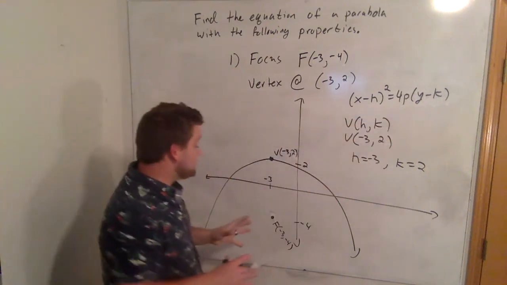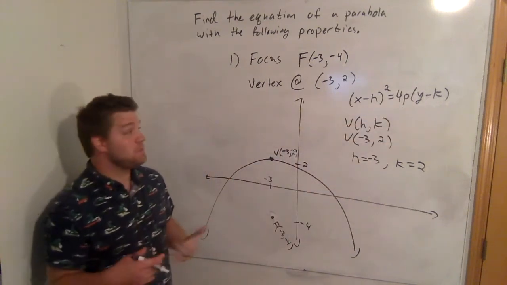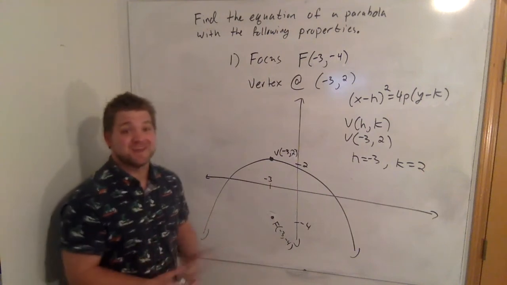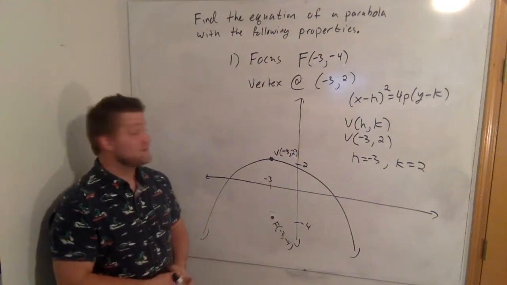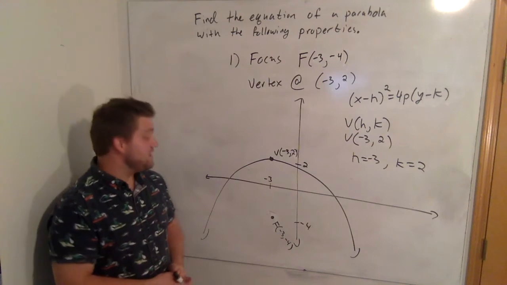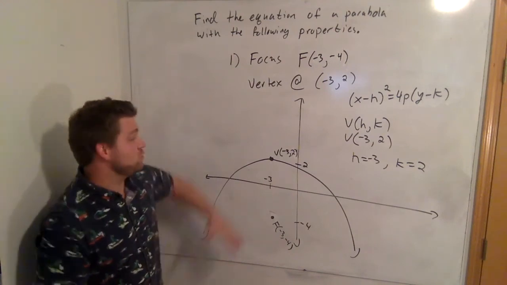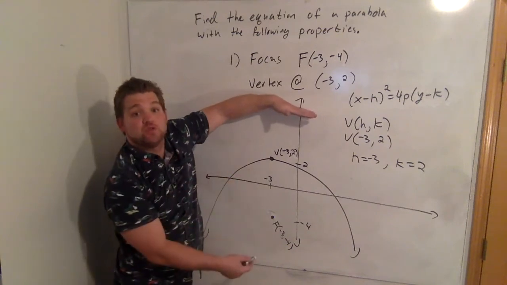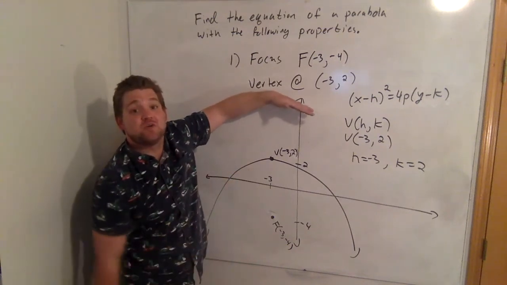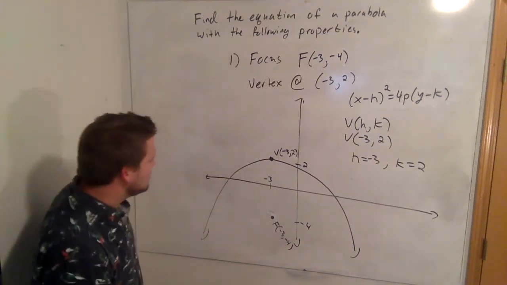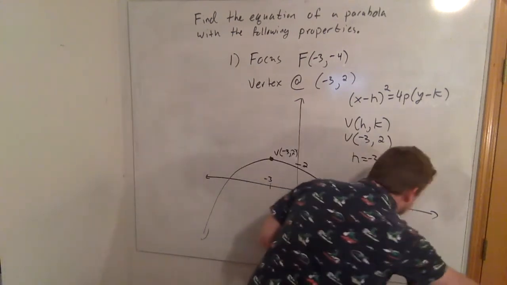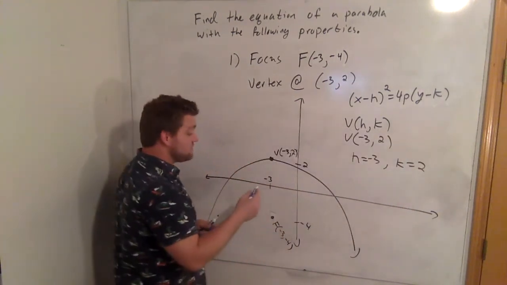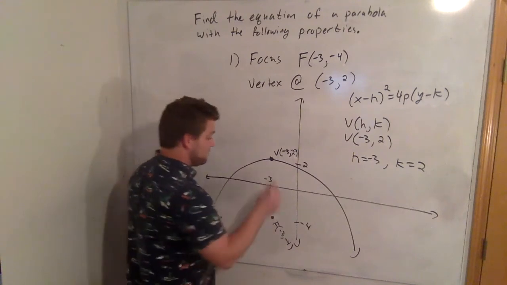Now, before we do anything, let's think to ourselves, is the p-value going to be positive or negative? In this case, it's actually going to be negative. If we think about where the directrix will be, the directrix has to be up here. The focus will be below the directrix. So that means the p-value will be negative. But the p-value also tells you the distance between the vertex and the focus.